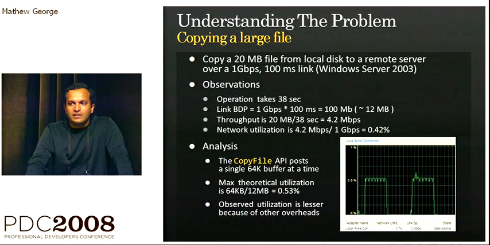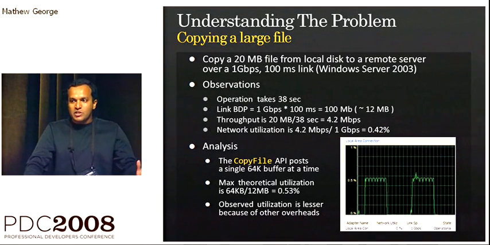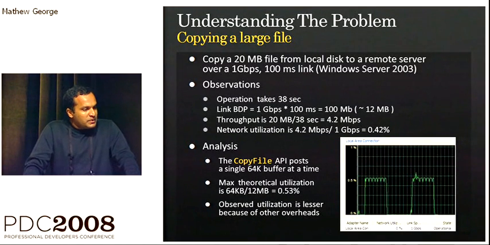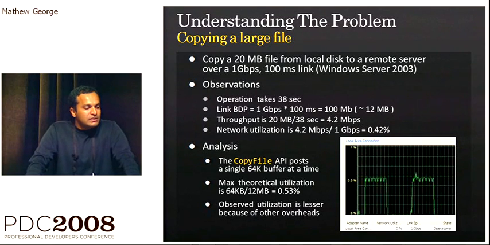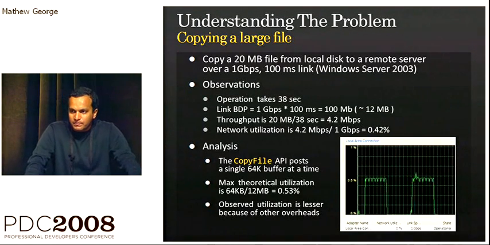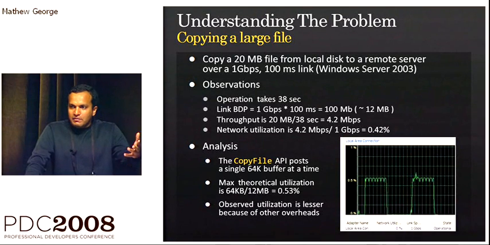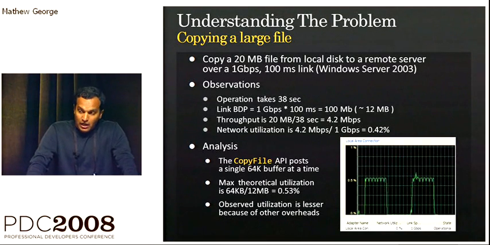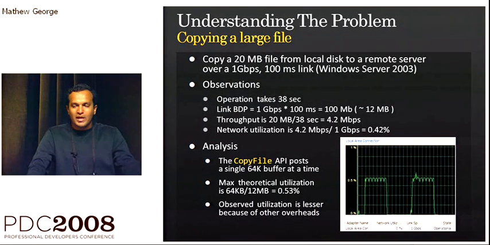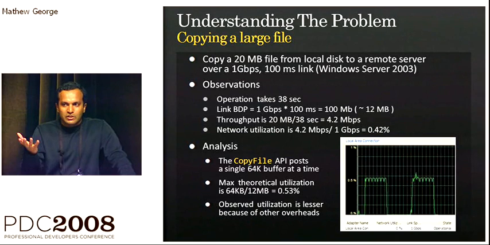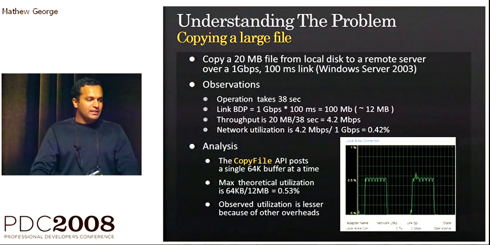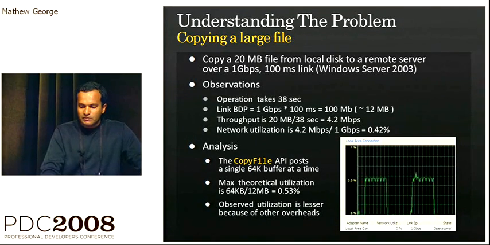It's 0.42%. The network is just idle. It's mostly idle; it's not doing anything. This is a Task Manager graph of the network utilization, and you can see it's right above 0.5% while copying the file. What is the reason? The CopyFile API, which is the API used by most of the copy tools on Windows, on Windows 2003 posted just a single 64 kilobyte buffer onto the network. The maximum theoretical utilization you can get is about 0.53%, because of 64 kilobytes divided by the bandwidth delay product, and the actual utilization you see is somewhat less than that because of additional overheads. So this is clearly a very inefficient way to transfer data.